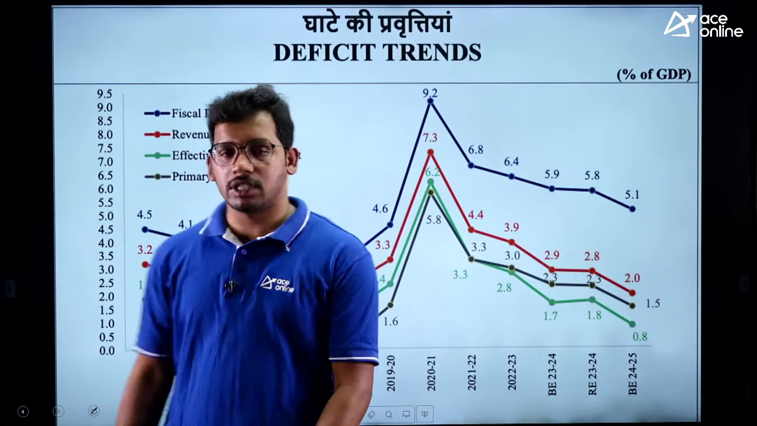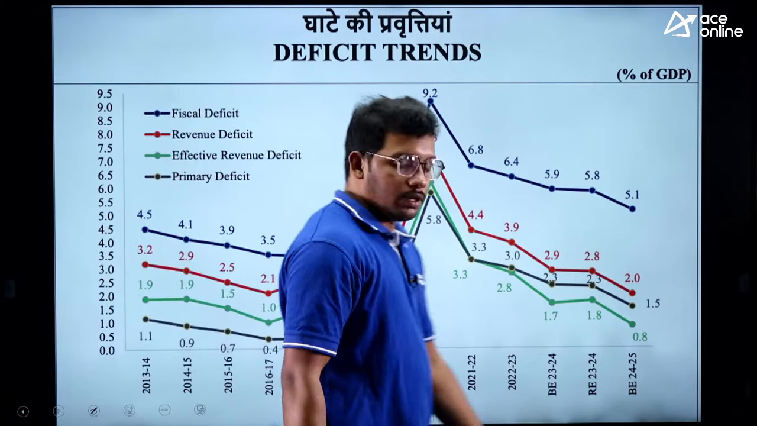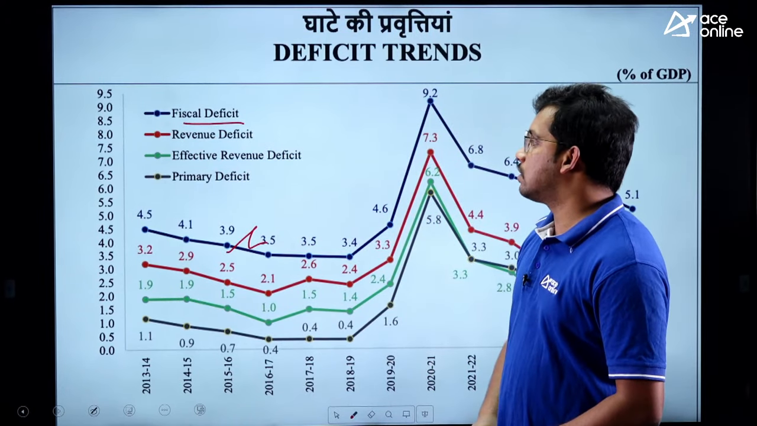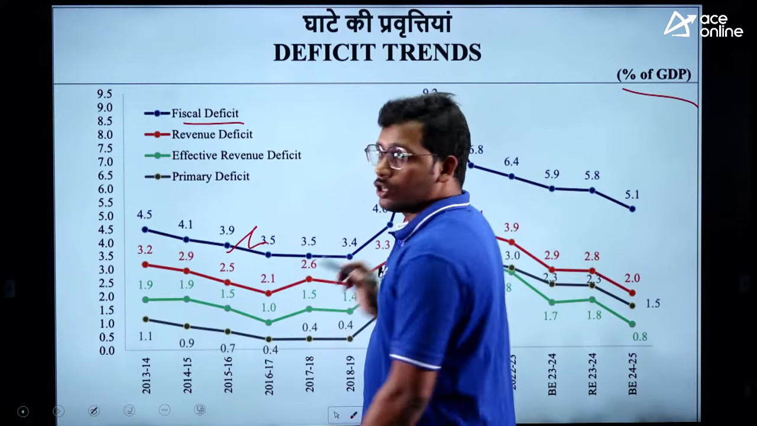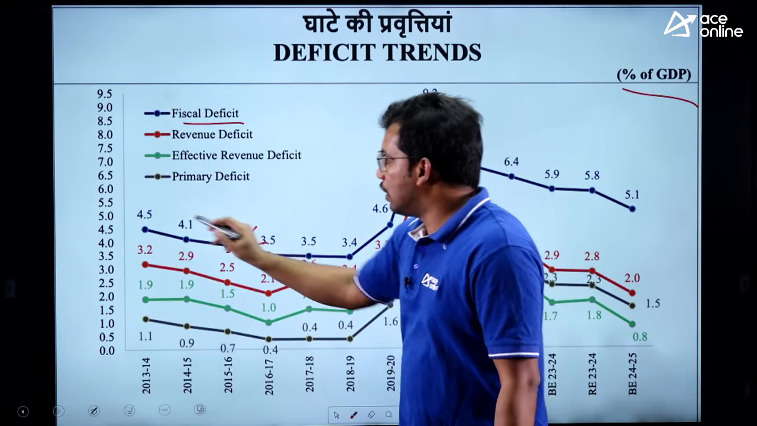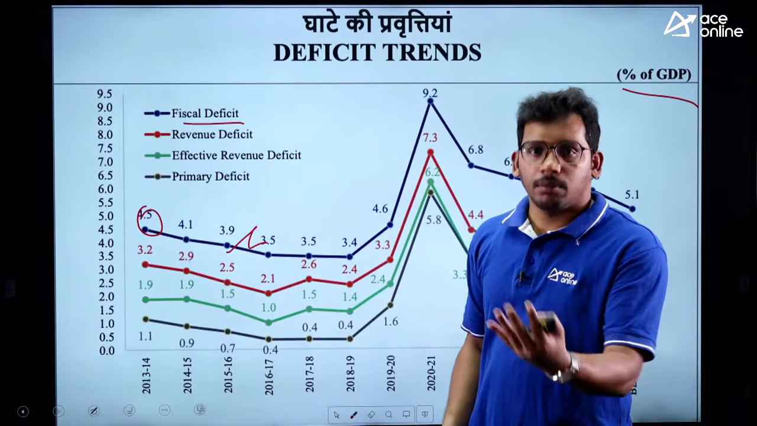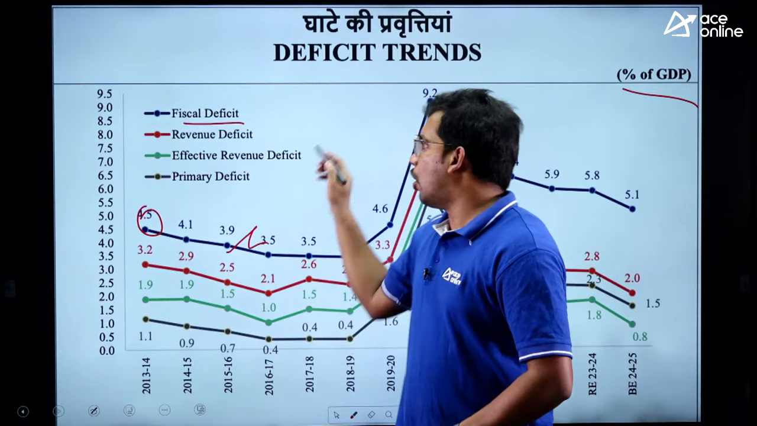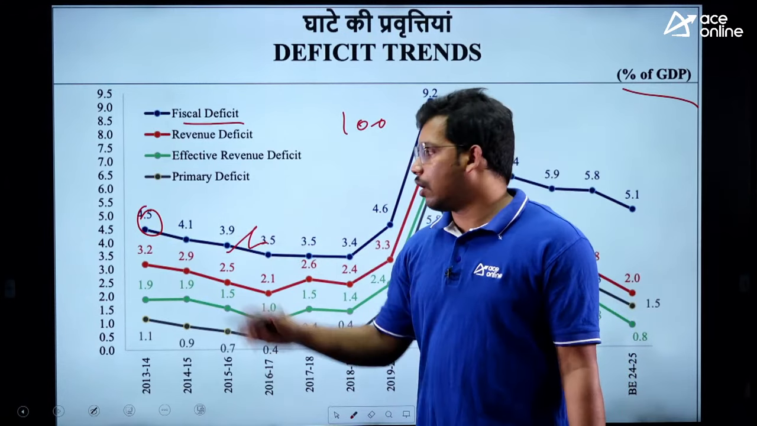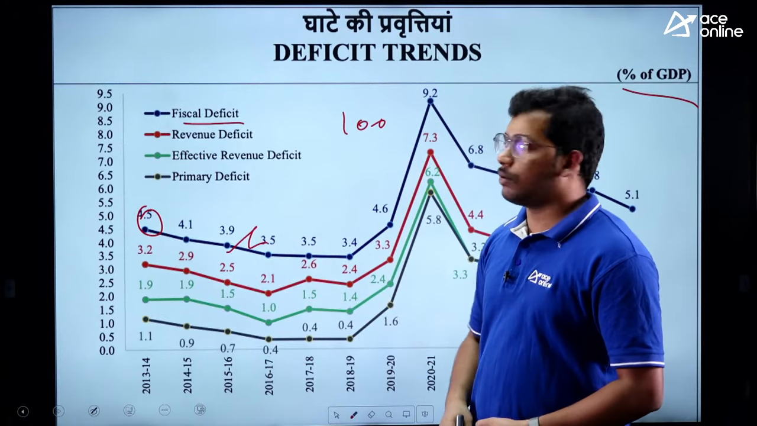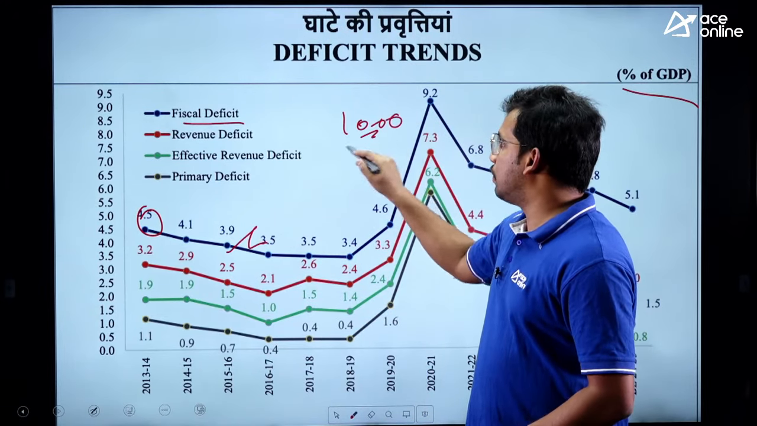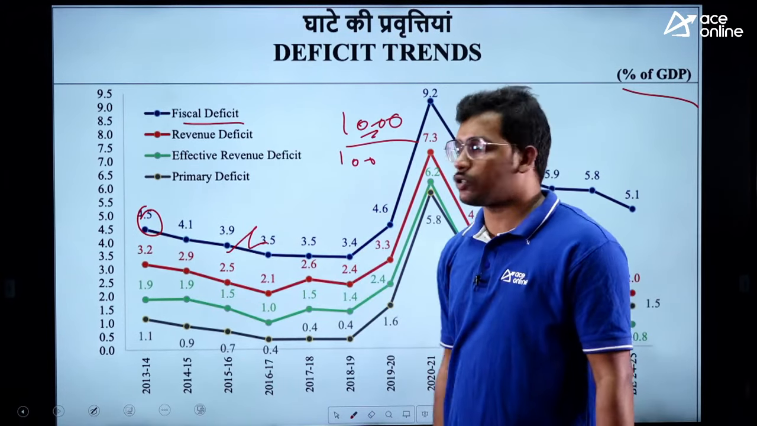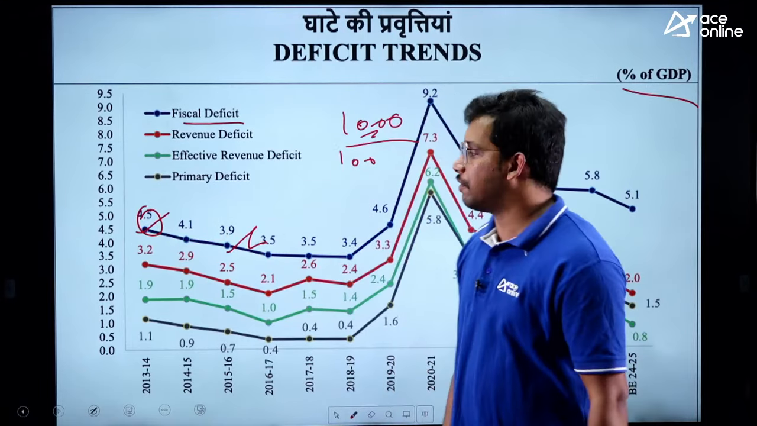So deficit trends, you can see fiscal deficit, the highest one, the amount of money that government is taking as a percentage of GDP. So if you have 100 crores, out of it, 4.5% is the deficit for the government. So 4.5 means how much? Out of 1000 crores, 45 crore government has to give back, right? If it is 100, then 4.5 crore government has to give back. So this is the present fiscal deficit.